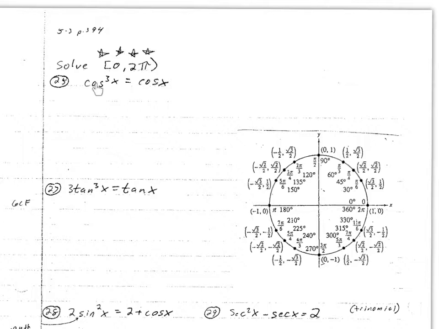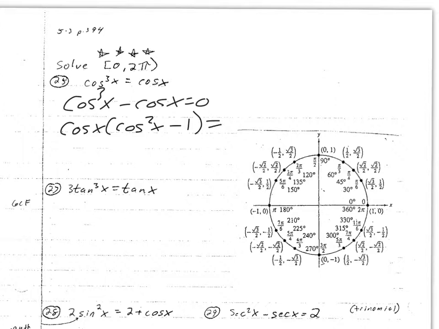On question 25, we have the word cosine. We need to get it on the same side, and I'm going to bring it over to the side where I have the highest power. So I'm going to have cosine to the third x minus cosine x equals 0. I now have to factor this. This is going to have a greatest common factor, so I have to take out cosine x. When I do that, I'll have cosine squared x minus 1 left equals 0.